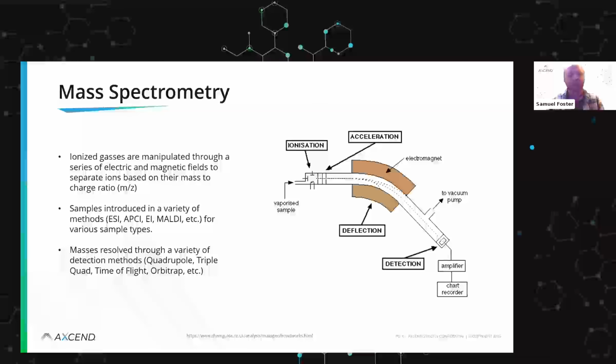It's in a lot of labs now. The general idea is to take an ionized gas and manipulate it through a series of electromagnetic fields to separate these ions based on their mass to charge ratio, or M over Z.